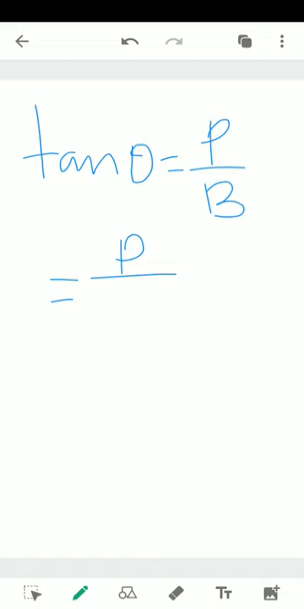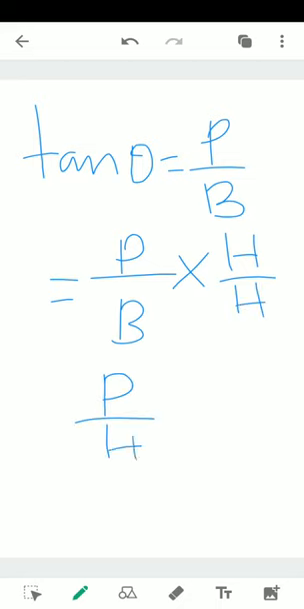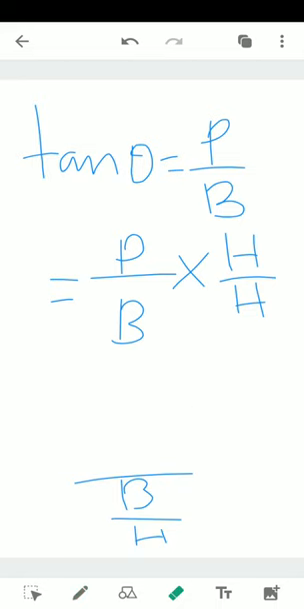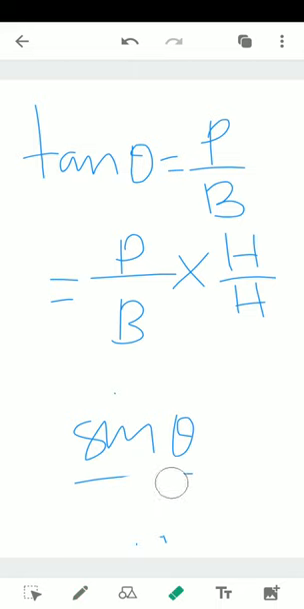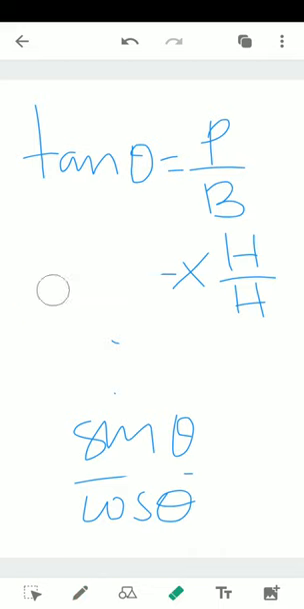P by B, I can write it, right? So P by B, can I write this one as H into H, or in simple words I can write this one as P by H divided by B by H. I can write it like this, right? So P by H I can write as sine theta, and B by H I can write as cos theta. So tan theta I can write as sine theta by cos theta as well. So this is what I wanted to convey.